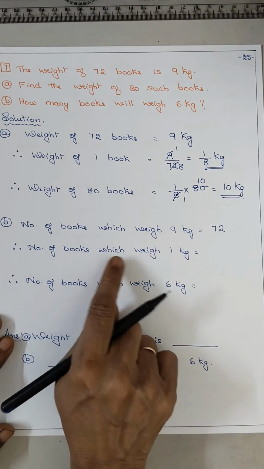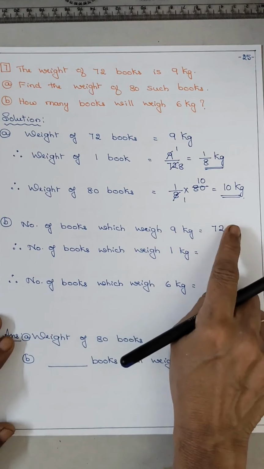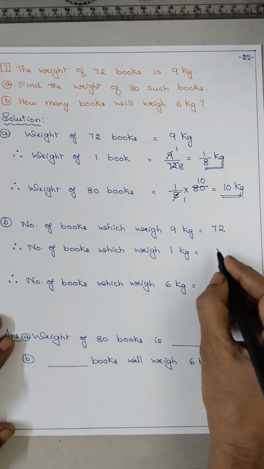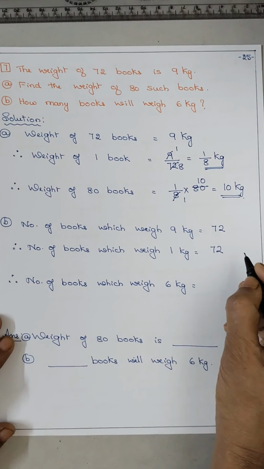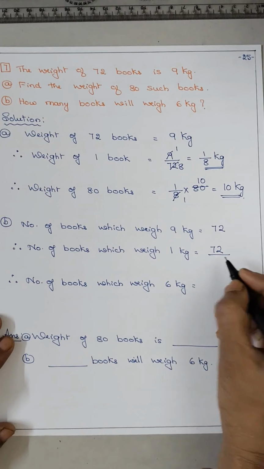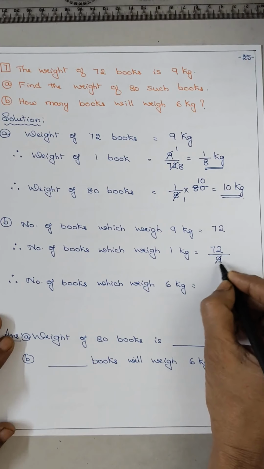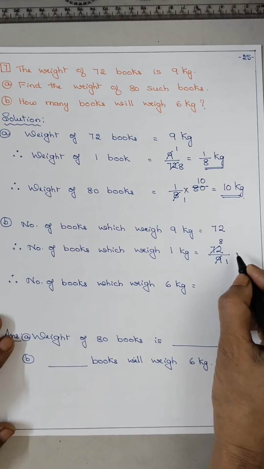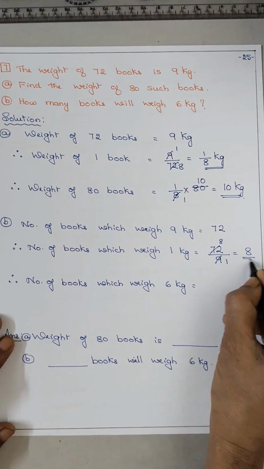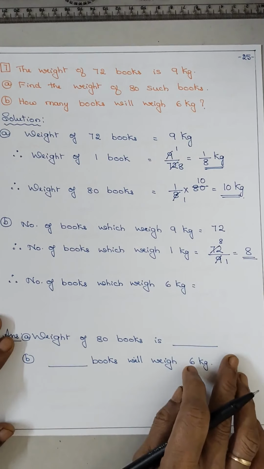Therefore, the number of books which weigh 1 kg is 72 by 9. Right side 72, left side 9, divide by 9. 9 ones are 9, 9 eights are 72. So 8 books will weigh 1 kg.